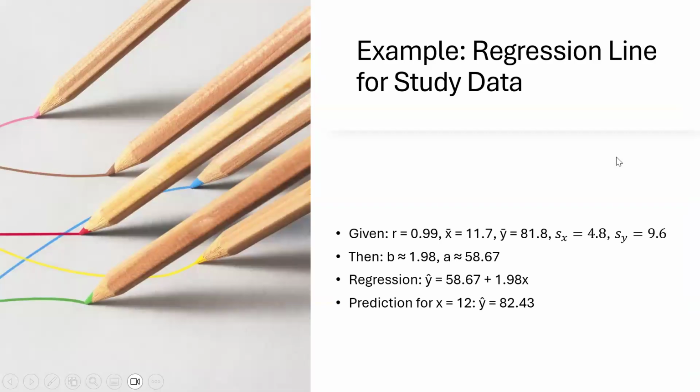Okay, so to sum up, we saw how to get the equation in Excel. We could have used the formulas as well. To predict the score for a student who studies 12 hours, we just plug into that regression equation. 58.67 plus 1.98 times 12, we get 82.43. That's a powerful use of this model. We can now make informed predictions.